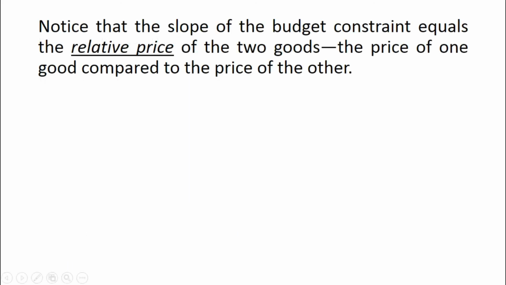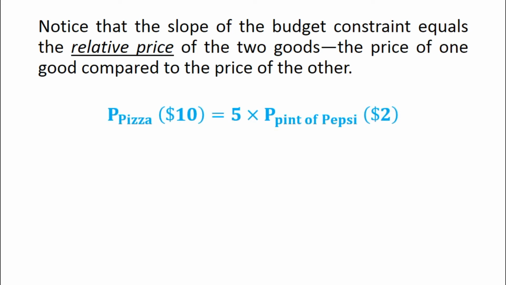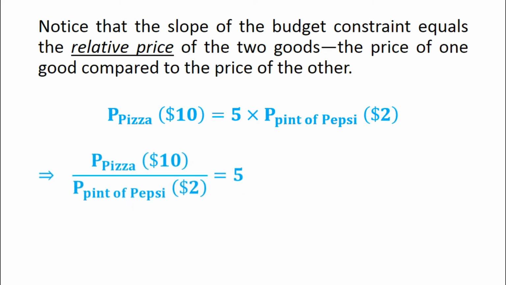Notice that the slope of the budget constraint equals the relative price of the two goods, that is the price of one good compared to the price of the other. In our case, the price of pizza, which is $10, equals 5 times the price of a pint of Pepsi, which is $2. In the next step, we can write it as price of pizza upon price of a pint of Pepsi equals 5.